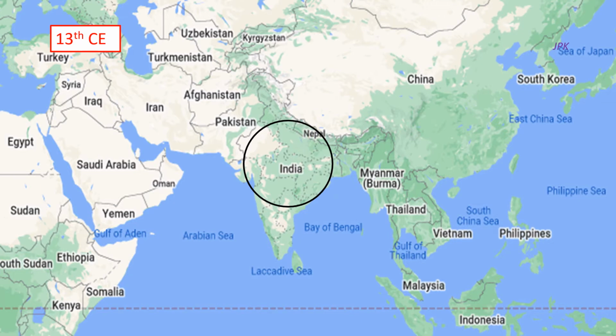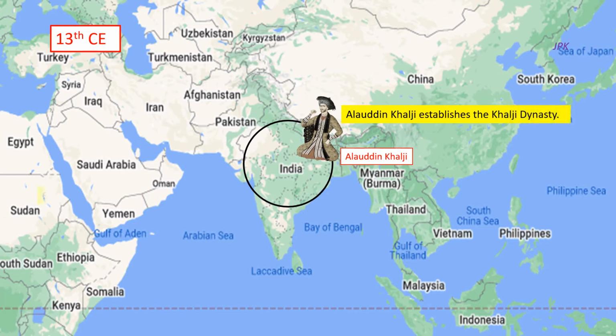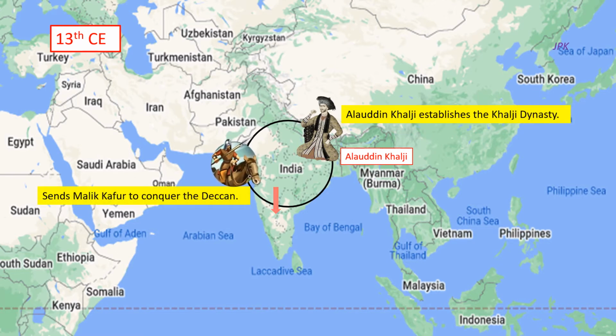During the 13th century Common Era, Alauddin Khilji established his own empire. A very ambitious man, he sent his general Malik Kafur with a large army to conquer the Deccan.